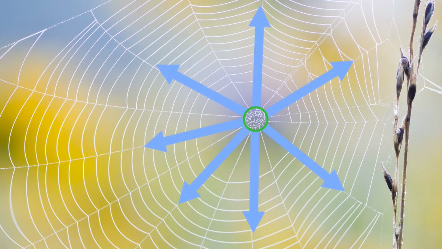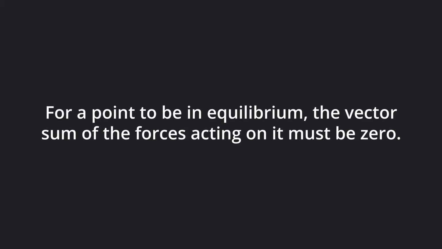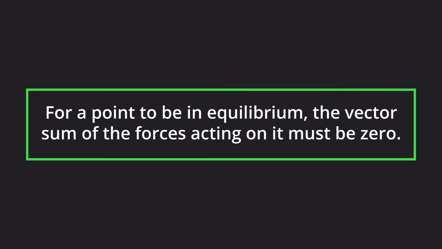Spiderwebs often have many forces acting at a point, and even these points satisfy the general rule: for a point to be in equilibrium, the vector sum of the forces acting on it must be 0. This is the simple condition that all points in a structure must satisfy for them to be in equilibrium.